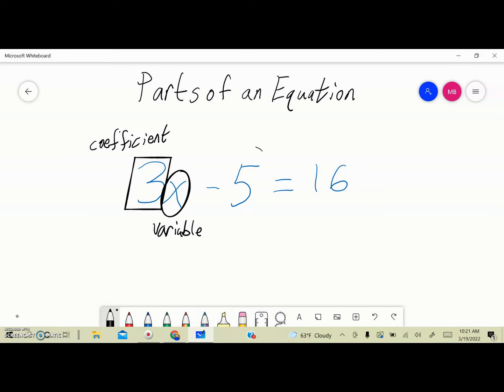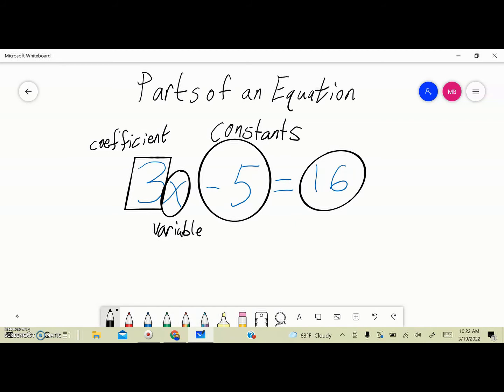Next, we have this -5. -5 and 16 are going to be our constants. Constants are numbers that have no variables attached. They don't want variables. They like being by themselves. They don't want anything attached to them. So constants, no variables, coefficients with variables.